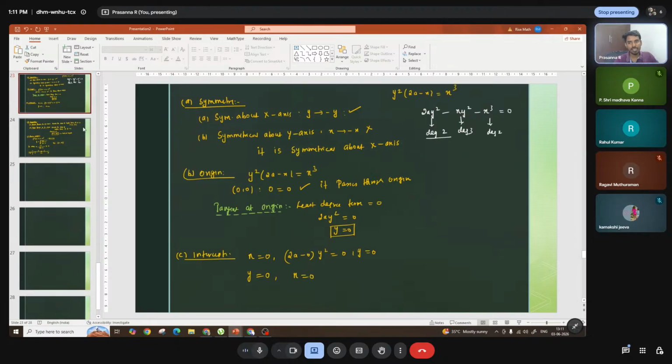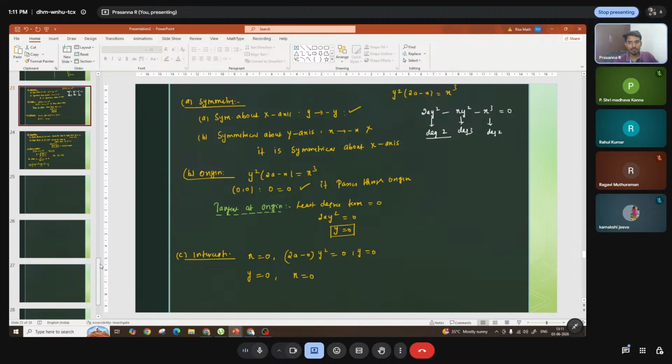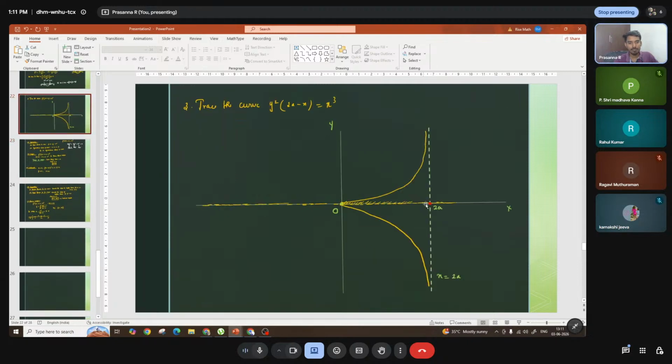Now you always assume that A is positive and then you proceed with the problem. We are tracing the curve only, right? We don't know what is A. So depending upon positive and negative, it will adjust. Not a problem. You assume that A is greater than 0 and do the problem.